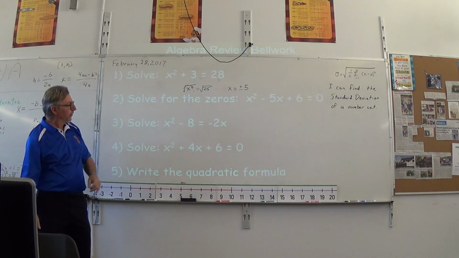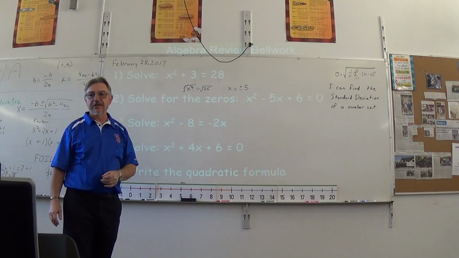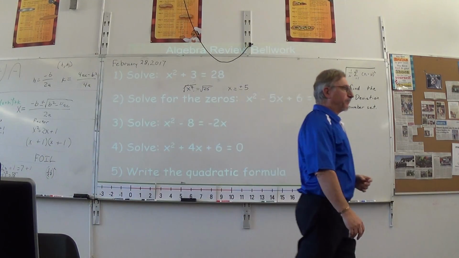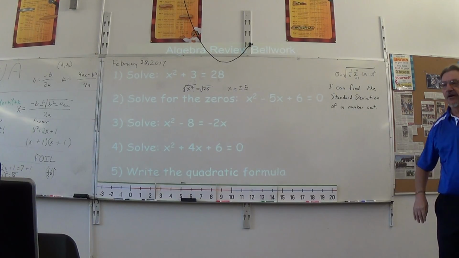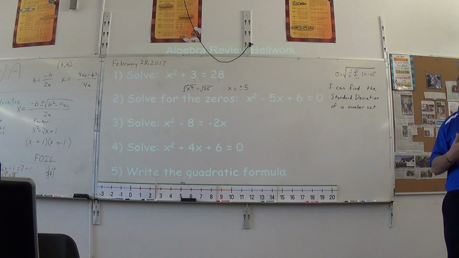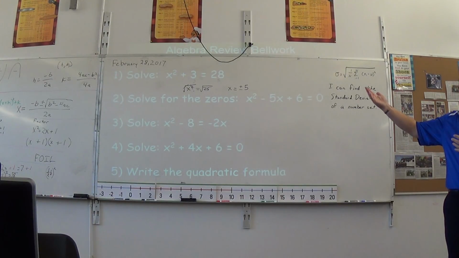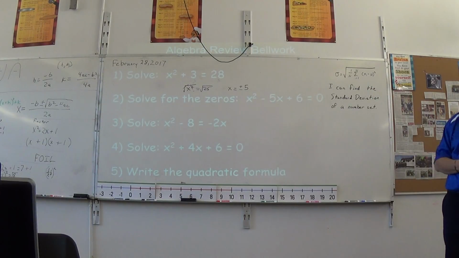So, on number 2, we're solving for the zeros. There's only one zero. Okay, so when we solve for the zeros, what's the first thing we have to do? This is a quadratic equation because it's x squared. So I have to find my factors.